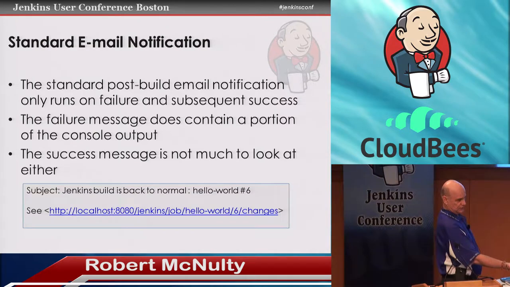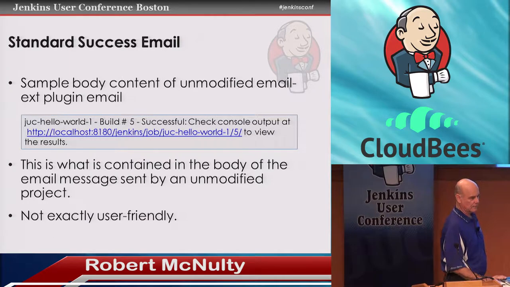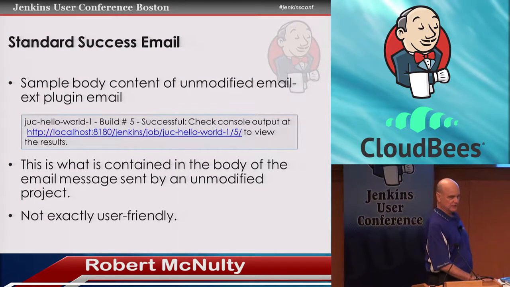So here is an example success message. It's back to normal. This was after a failure. It gives you the name of the Jenkins project, the build number, and a URL to go look at. This is the standard success email using an unmodified Email-ext plugin, which is one of the plugins available. It's a very useful plugin, too.